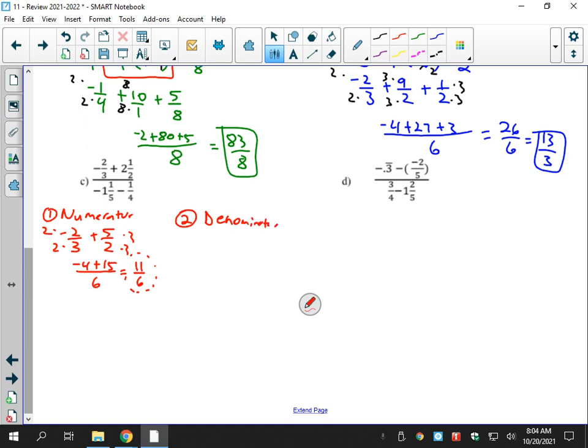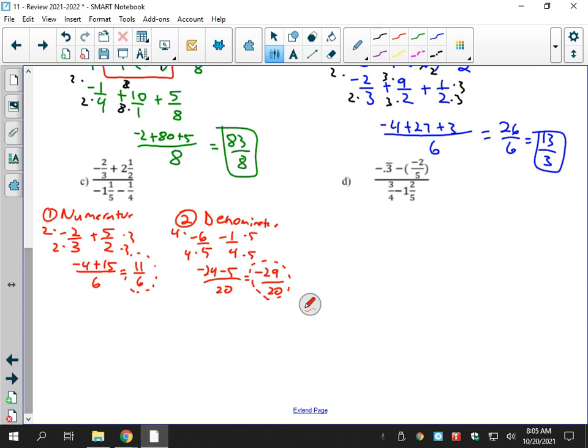That'll be negative 6/5 minus 1/4. Common denominator would be 20. So negative 24 minus 5 over 20, negative 29/20.